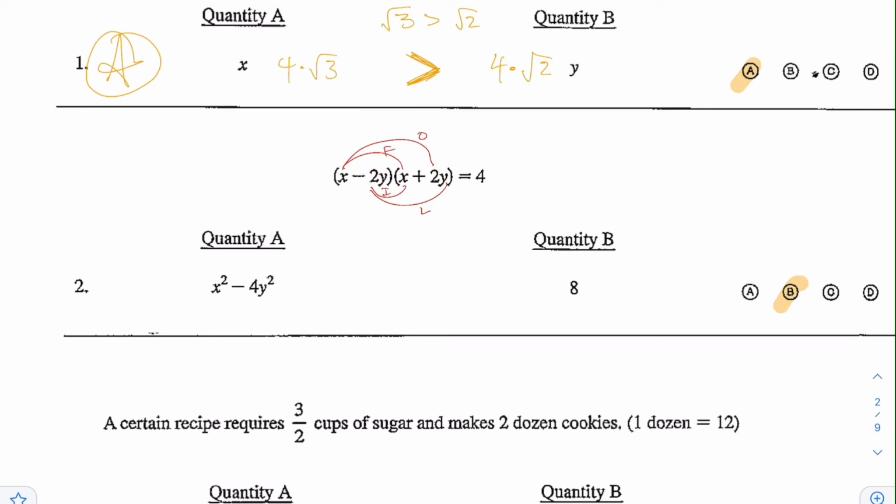So first you have x times x, which is x squared. Then x times 2y, which will be plus 2xy. Then the inner term is negative 2y times x, or negative 2xy. And finally, the last is negative 2y times positive 2y, which is negative 4y squared. So the middle 2 will actually cancel out, and what you end up with is column A, and that's equal to 4. So you know that 8 has to be greater than 4, so the answer is going to be choice B.